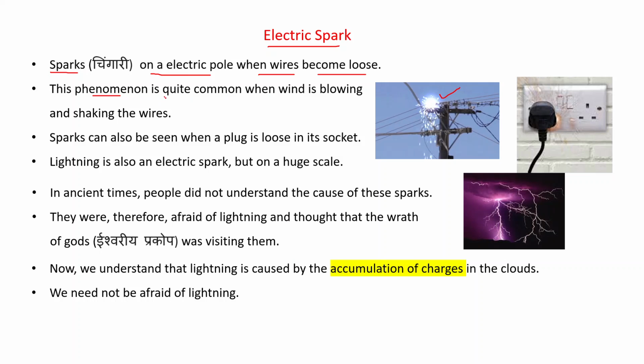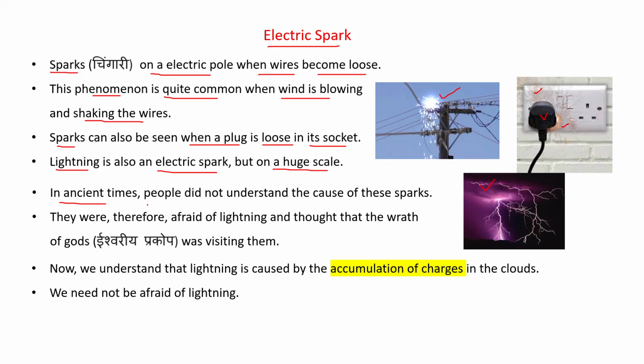This phenomena is quite common when wind is blowing and shaking the wires. Sparks can also be seen when a plug is loose in its socket, like this diagram. This is socket, this is plug. When this is loose, you can see spark. Lightning is also an electric spark, but on a huge scale. Huge means at large scale. This diagram represents the lightning.